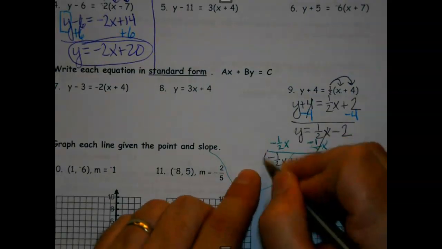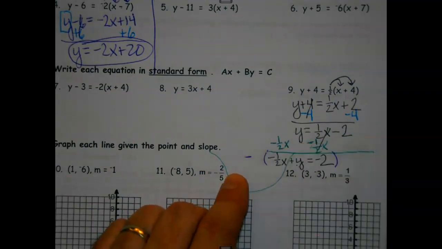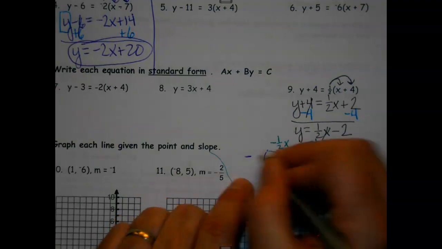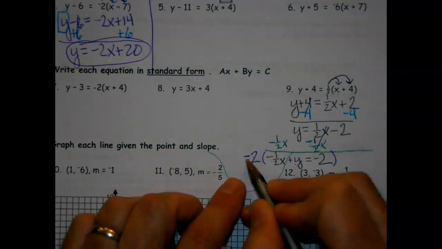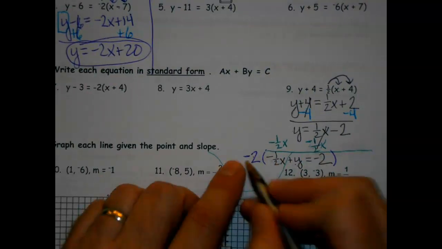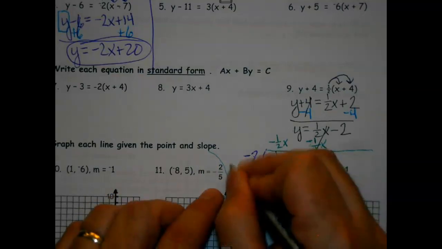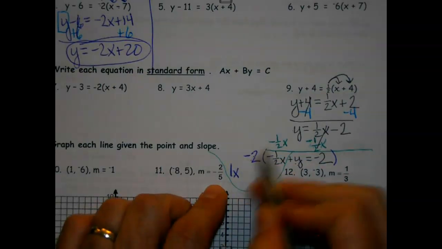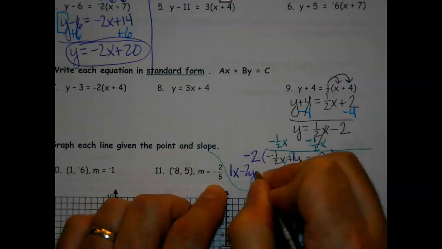Here's what we're going to do. We're going to multiply through by a negative, and we're going to deal with the fraction at the same time. Whatever this number on the bottom is, we're going to multiply by it. So check this out. If I multiply through by -2, negative times negative is positive. 2 times a half is 1. So 1x. Check. -2 times positive 1y would be -2y.